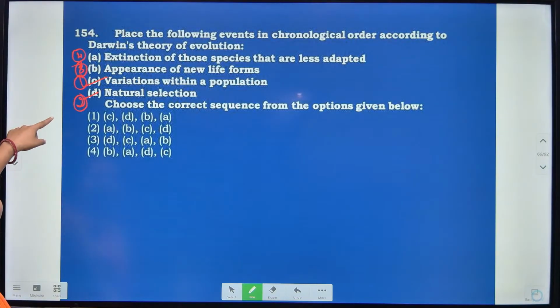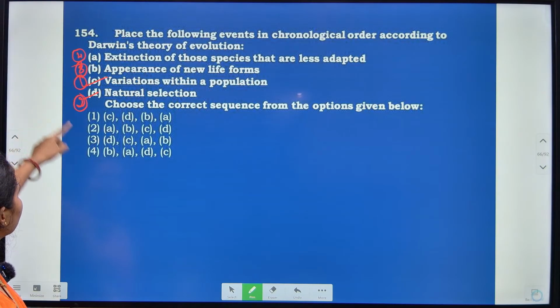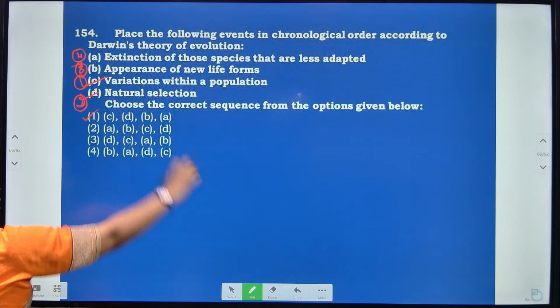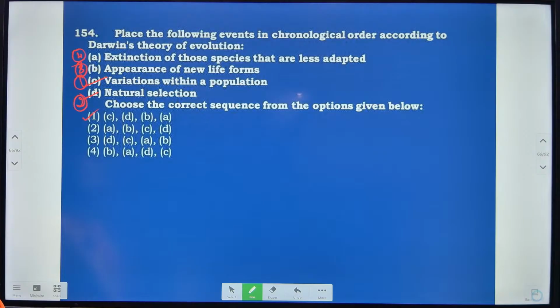So here C D B A is the right option here. So here it is a chronological arrangement of the evolution given by Darwin here. So option A is the right answer.